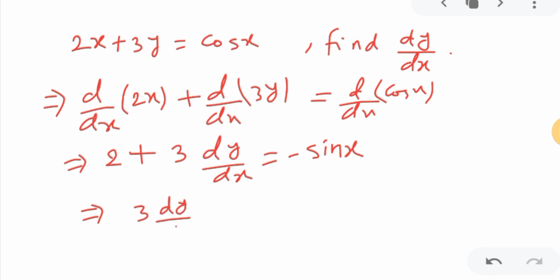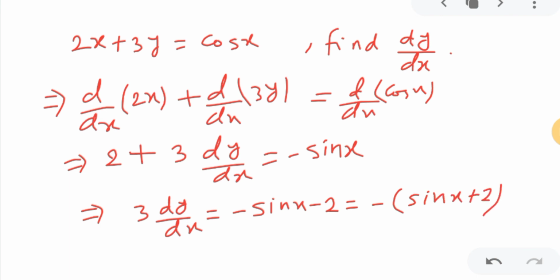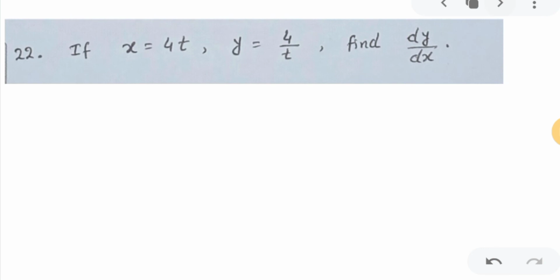So 2 I will send to the right side, so it will become minus sin x minus 2. Minus you can take common, so sin x plus 2, correct. And on this side 3 will go to the right side, so it will become divided by 3, correct. So this will be your answer, okay. This type of question can come, okay. I hope you understood. Now we'll move to the next question, that is question number 22.